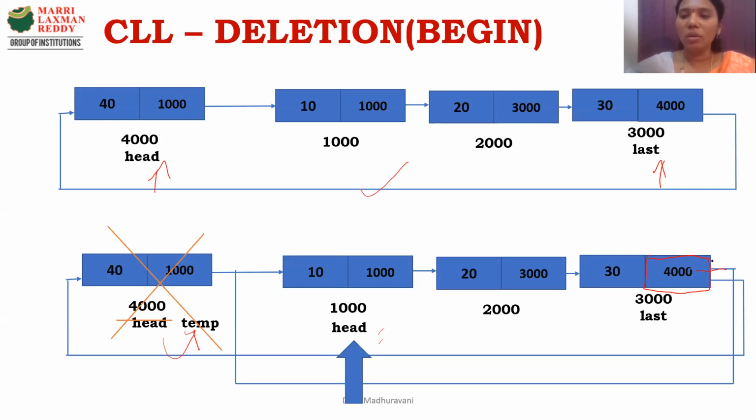In this situation, you need to change the address field of the last node to 1000 because the head is now referring to the 1000 location. Hence, in the reference field of last node, you need to store the address of the head, that is 1000. Then a link will be established between the last node and the new head node. Now you can remove the temporary pointer by invoking free. Free of temp will deallocate memory for this temporary pointer and this will remove the node from the list.